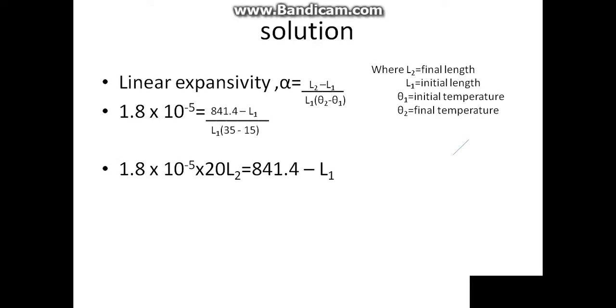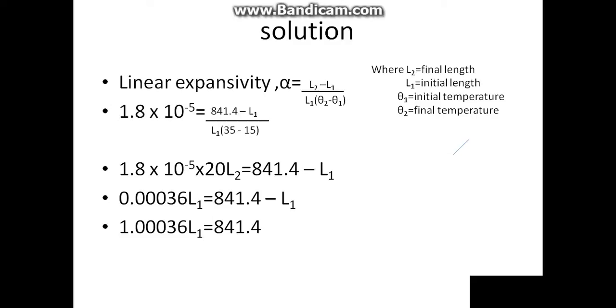1.8 times 10 raised to the power minus 5 times 20 L1 is equals to 841.4 minus L1. 0.0036 L1 is equals to 841.4 minus L1. 1.00036 L1 is equal to 841.4. L1 is equals to 841.1 cm.